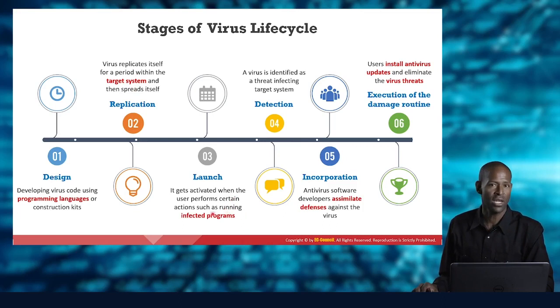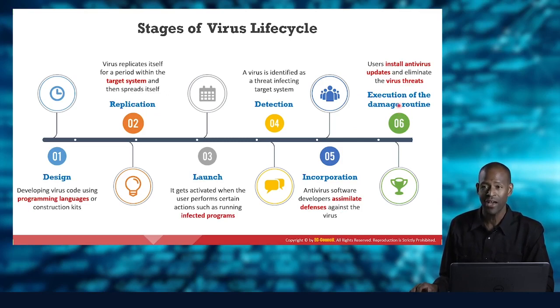You do some type of function. You click on a link. You run that program, and the code gets executed by going into your CPU and memory and running, and then the virus, hopefully at some point, will be detected due to the IOCs of that virus. And once it's detected, it's incorporated into endpoint protection, antivirus software, and assimilated into defenses. So the next time the virus comes by, your antivirus software will catch it. So users install antivirus updates, and it helps to eliminate the threat.